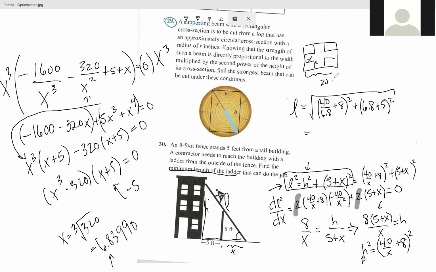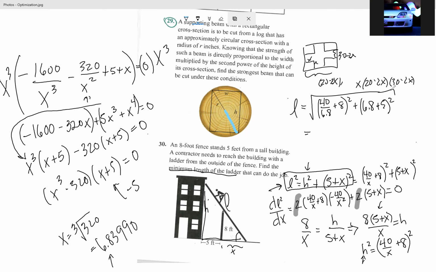So it would be 20 minus 2x for that length. And then let's say this was 30. So this would be 30 minus 2x for this length here. And then your other dimension would be x. So x times 20 minus 2x times 30 minus 2x.